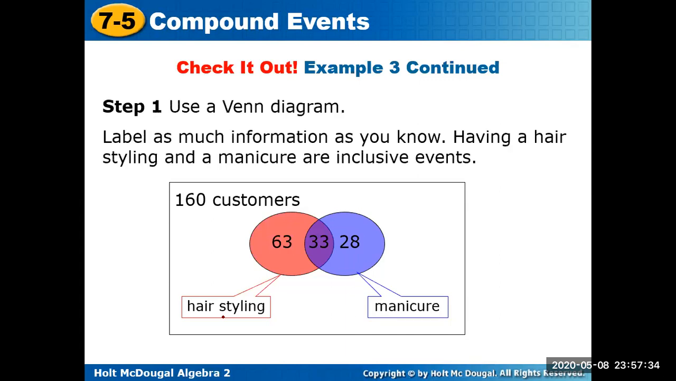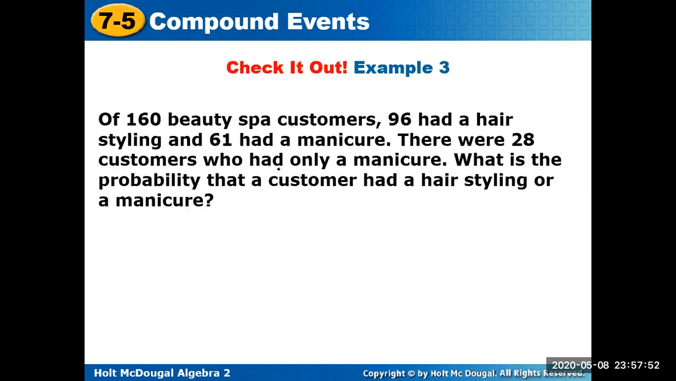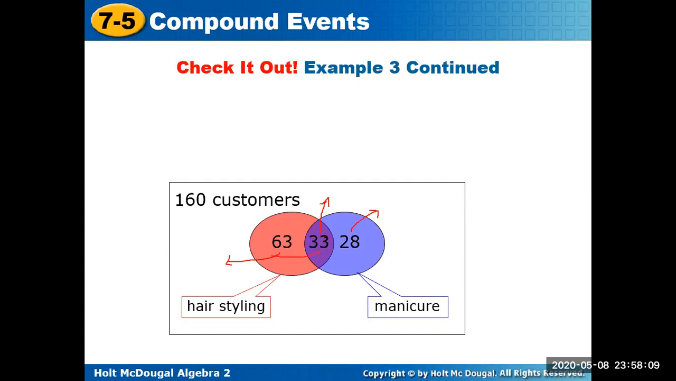Okay, so as I said, only 28 had only manicure. That means 33 had both hairstyling and manicure, and 63 had only hairstyling. You need to understand how I got the 63. By subtracting: 96 did hairstyling. So if 33 did hairstyling and manicure, subtract that 33 from the 96, you will get 63. So if you add these two up, you will get the total number of hairstyling. If you add these two up, you will get the total number of manicure as given in the question.